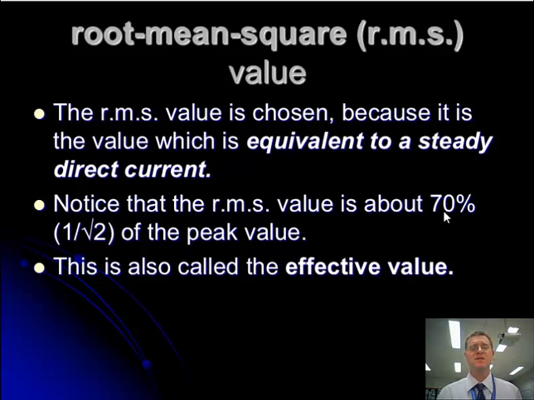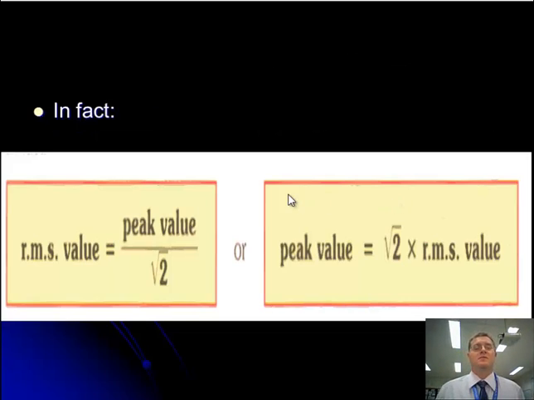Okay, so what we're saying here is that 1 divided by root 2 of the peak value gives us a sensible value for either current or voltage. So the RMS value is equal to the peak value divided by root 2, or vice versa, the peak value equals root 2 times the RMS value.